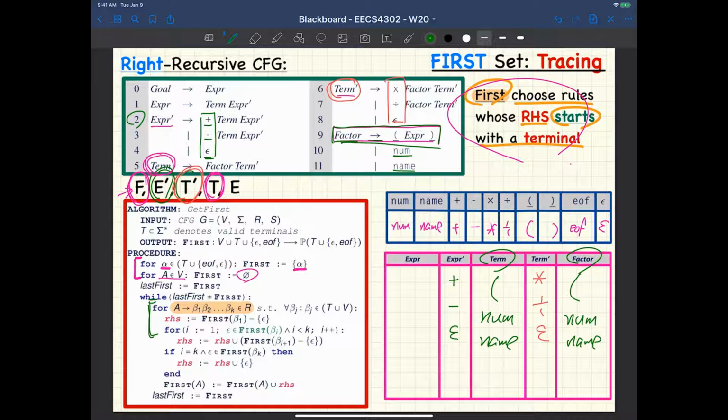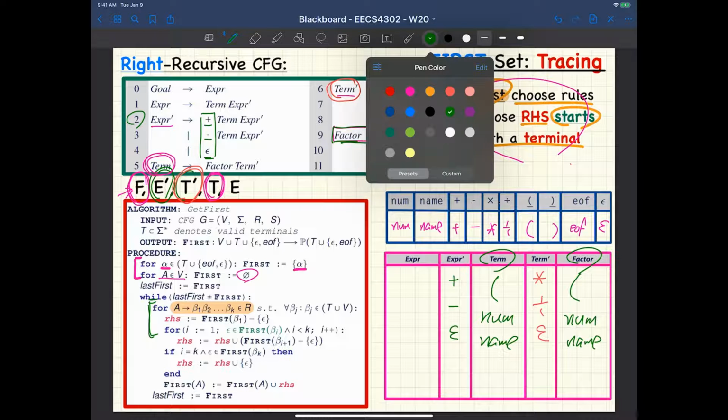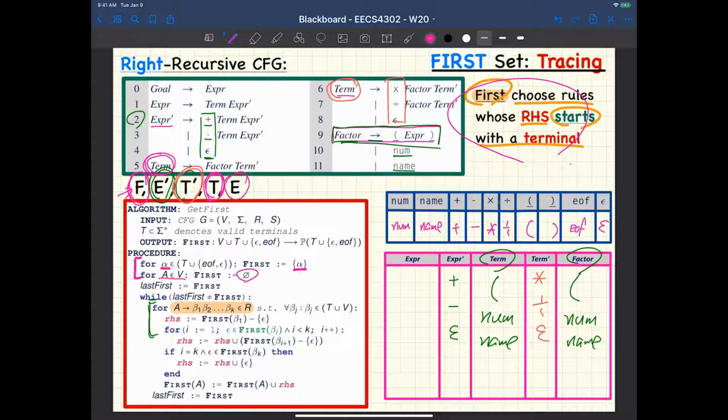The last one I want to do is expression. What about expression over here? Let's see if we can compute it quickly. You definitely start with the first of term. The first of term we have already calculated, which is num and also name. Now, should we also include the first of expression prime?